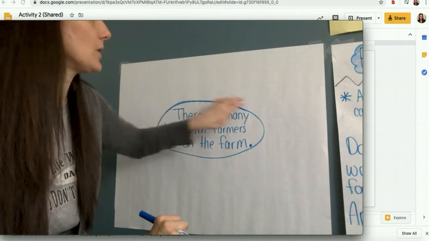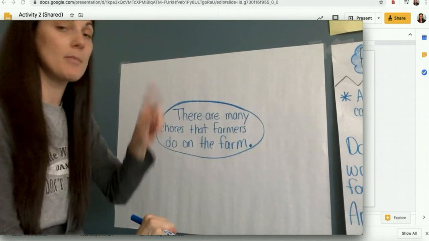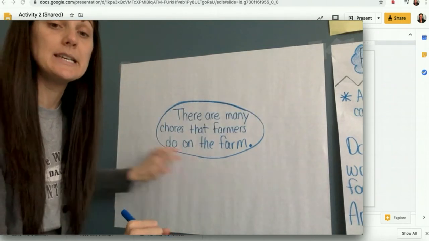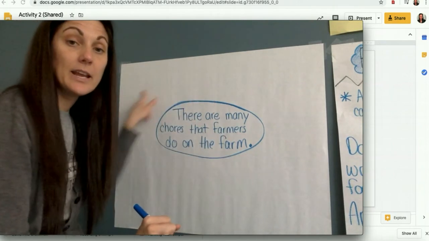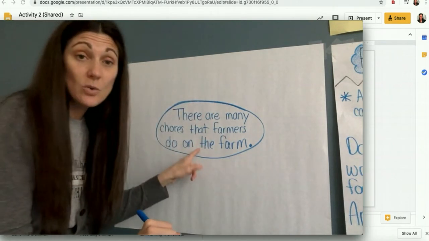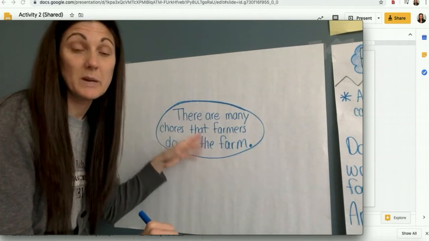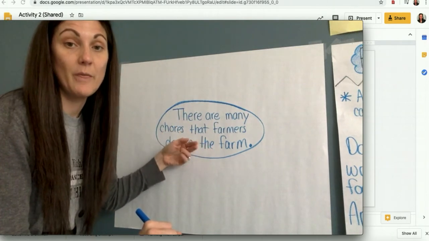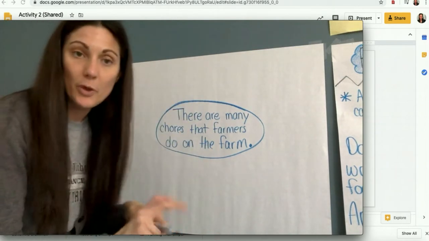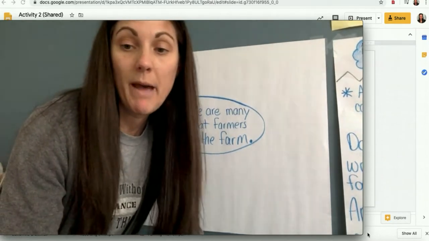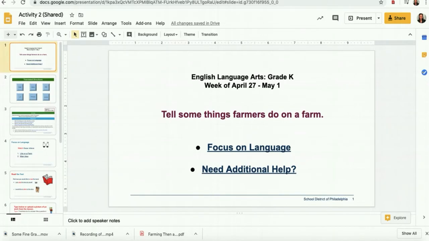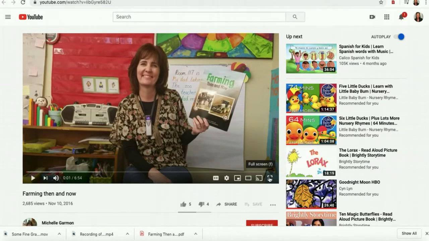Now, as we go through the book, I am going to pause and come back to this and write my key details. Anything that I write out here has to be about a chore that gets done on the farm by these farmers, because that's what our main idea is, that there are chores that farmers do on the farm. So we need to talk about what those chores are. So let's go back to this read aloud here. Remember, we're listening for chores that farmers do on the farm as she reads today.